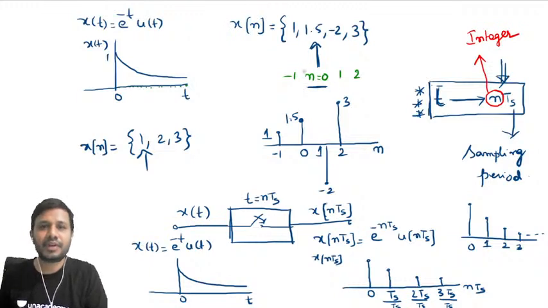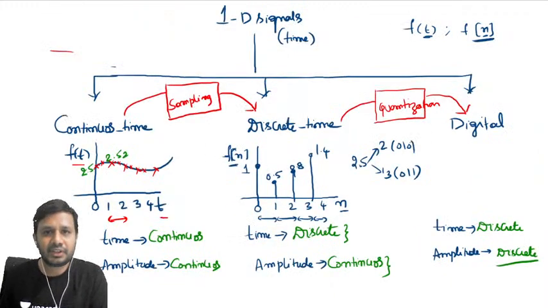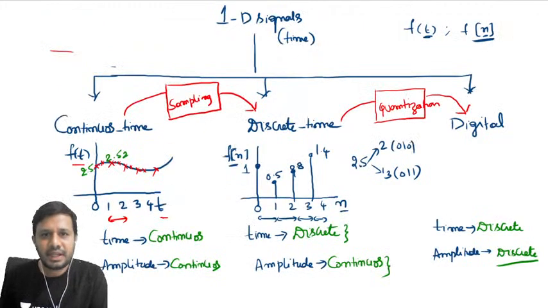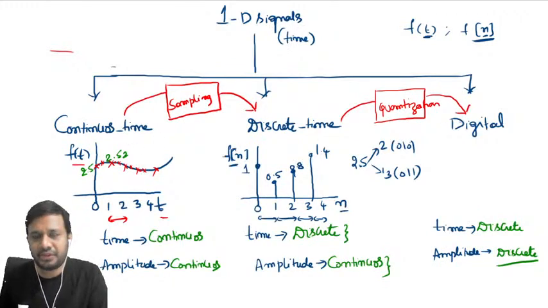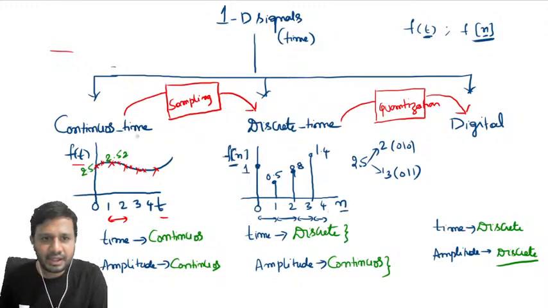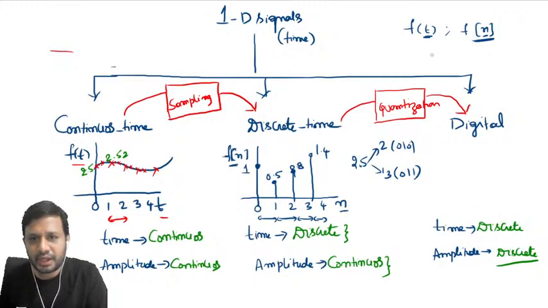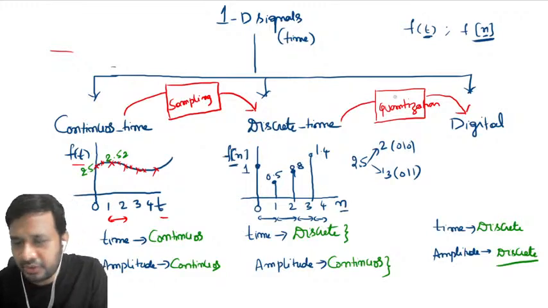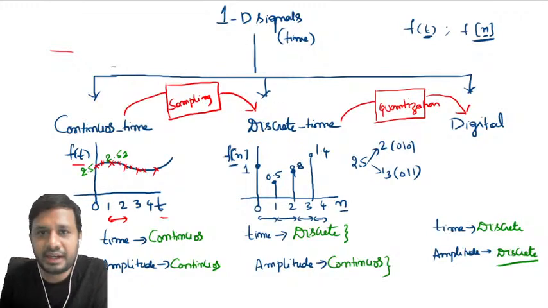First of all, we started our discussion with the definition of a signal: a physical quantity carrying some amount of information, which can have one or more independent variables, and we are concerned with only one independent variable. So continuous time, discrete time, digital. Continuous time signals exist at every instant of time. Discrete time signals exist only at integer values of time. The relationship is sampling. Sampling means t is replaced with nTs. And by a process known as quantization, discrete time signals can be converted into digital signals.